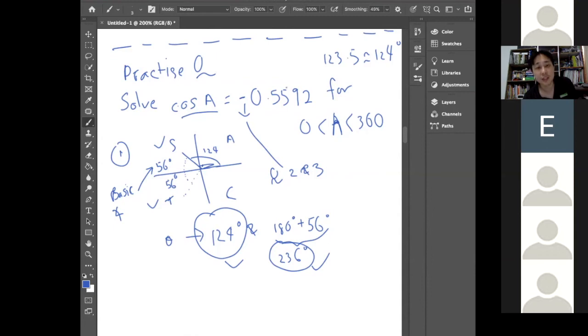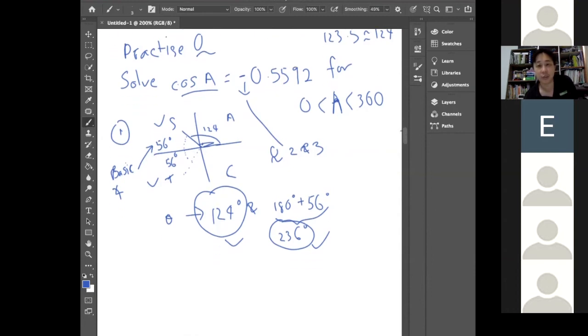So the first thing is you ask yourself, a negative cos value is in which quadrant? Once you identify it's quadrant 2 and quadrant 3, find the basic angle and find the angle for quadrant 2 and quadrant 3. Does anybody have another way to explain this?